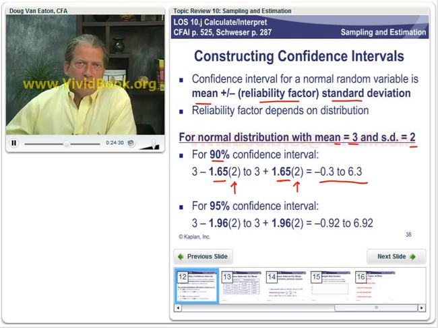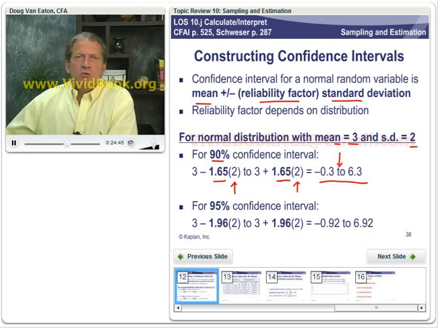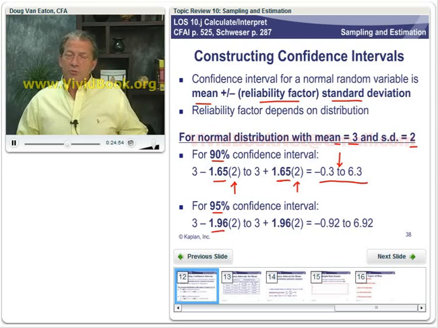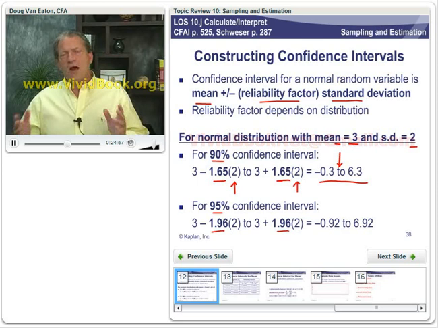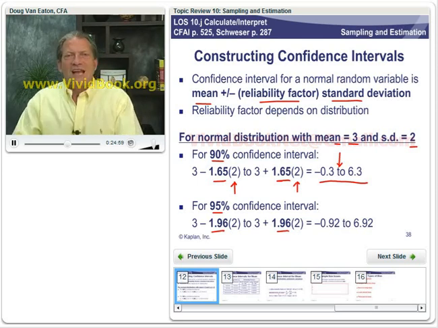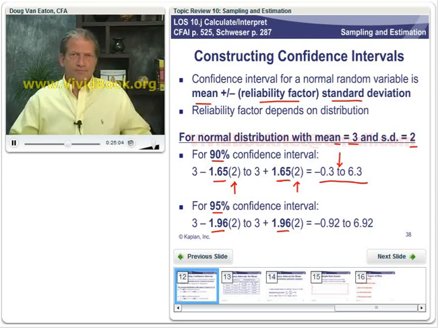So we'd say, well, for this normal distribution, we're 95% sure if we grab one at random, it'll be between minus 0.3 and 6.3. If we want to be more confident that it's going to be in our interval, we need to widen our interval. And our reliability factor for a normal distribution, for a 95% interval, is 1.96 standard deviations either side of the mean.